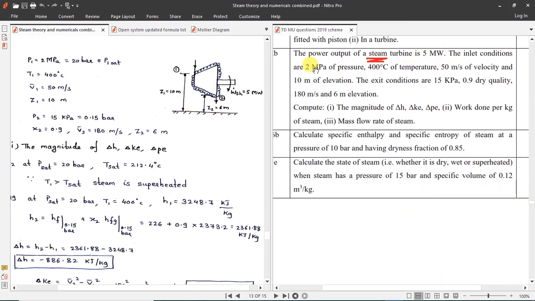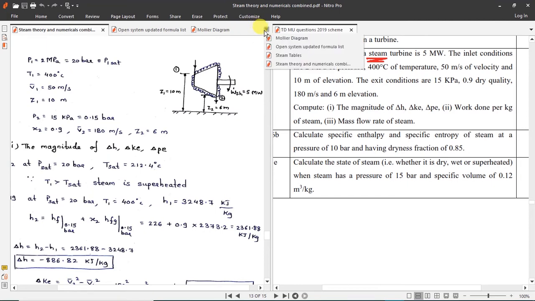So the inlet conditions are 2 megapascal. So P1 is 2 megapascal, convert it to bar. So multiply by 10. So 20 bar, this will be the PSAT value for point number 1. Temperature, so 20 bar is the PSAT. What is the temperature? 400 degrees Celsius. 400 degrees.